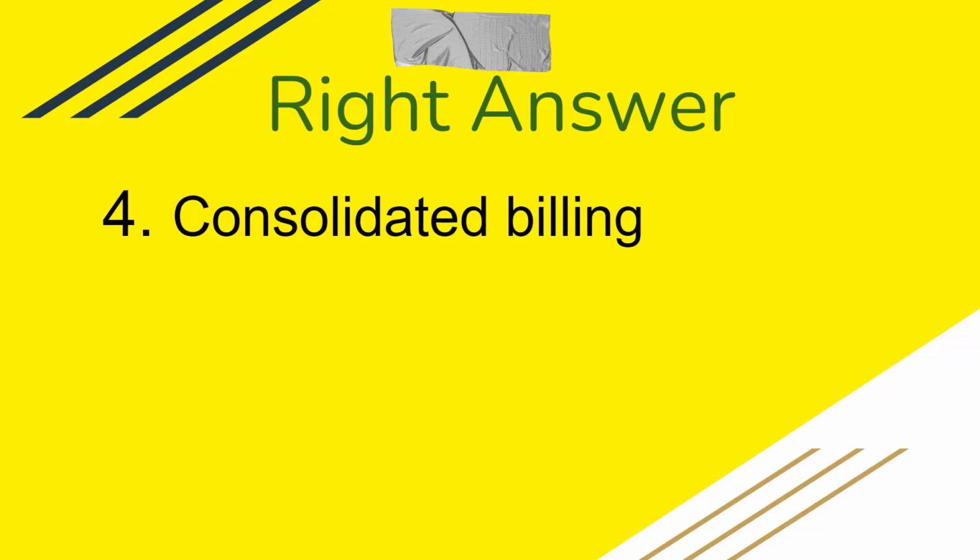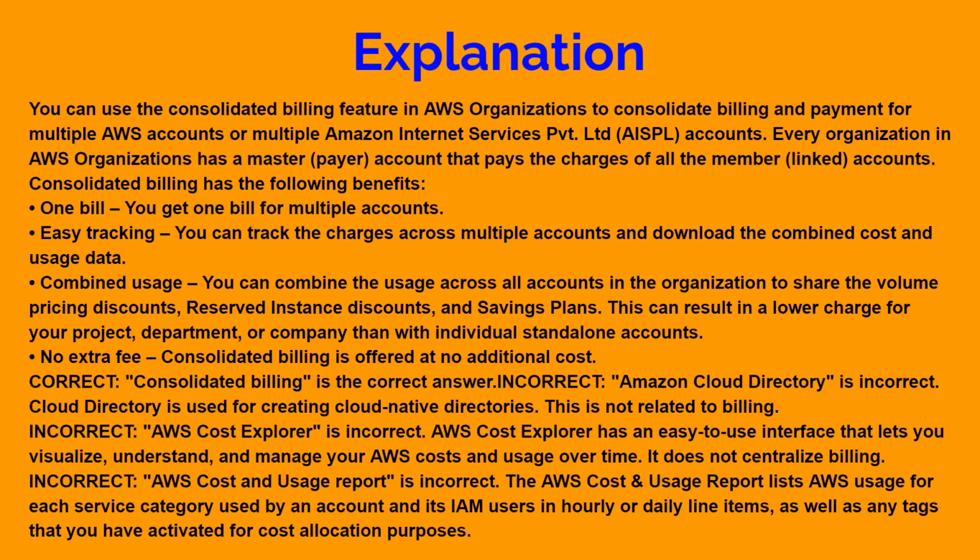Consolidated Billing. Explanation. You can use the Consolidated Billing feature in AWS Organizations to consolidate billing and payment for multiple AWS accounts or multiple Amazon Internet Services Private Limited (AISPL) accounts. Every organization in AWS Organizations has a master, payer, account that pays the charges of all the member, linked, accounts. Consolidated billing has the following benefits. One bill, you get one bill for multiple accounts. Easy tracking, you can track the charges across multiple accounts and download the combined cost and usage data.